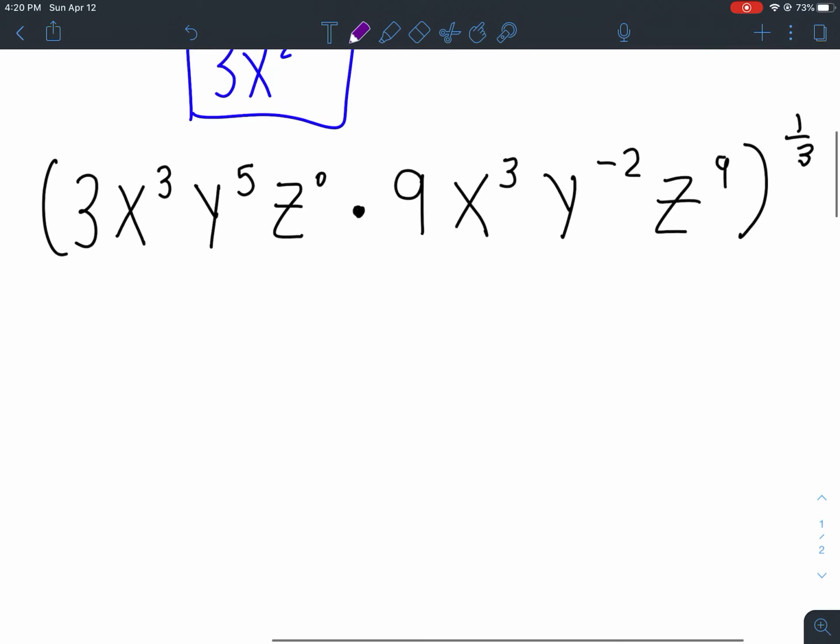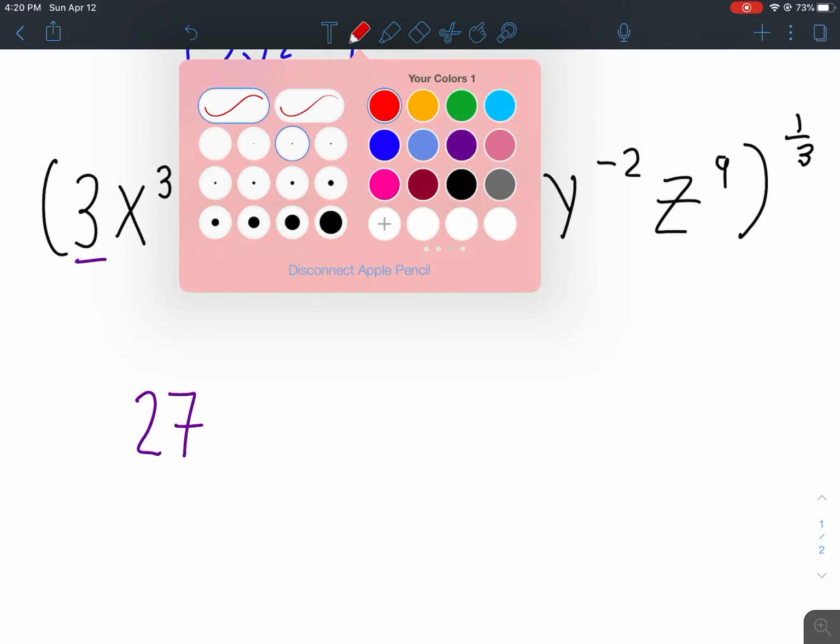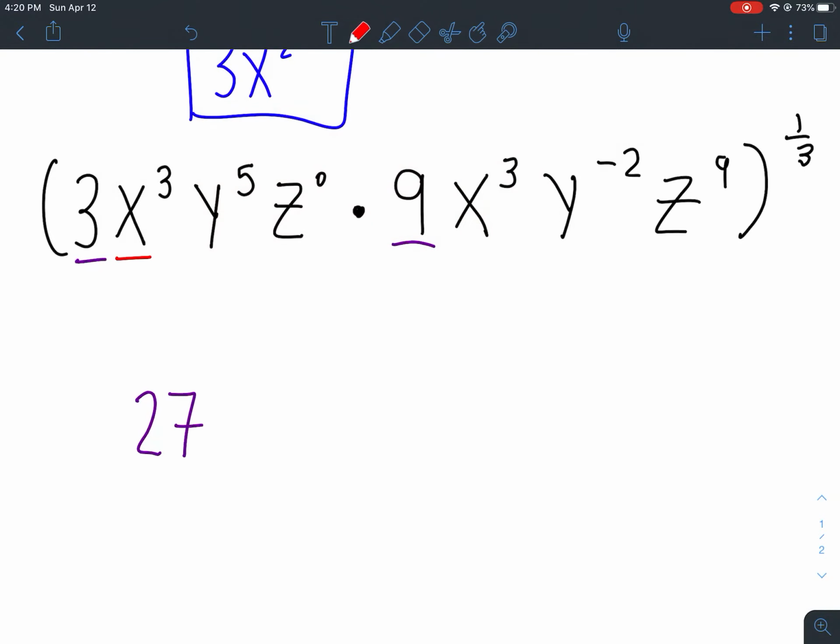So, any like bases here? Well, 3 and 9 are like bases. They're regular numbers. 3 times 9 is 27. The next thing, you want to look for like bases. X cubed. Well, x cubed and x cubed, right? We're going to add those together. Why would I add and not multiply? Because I'm not distributing anything. If I'm distributing, then I multiply. So it'd be x to the 6 because it's 3 plus 3.